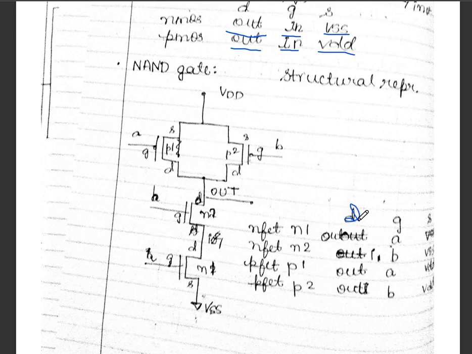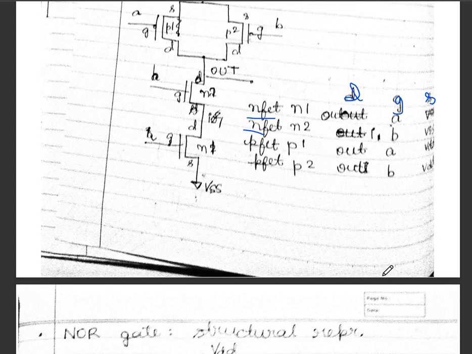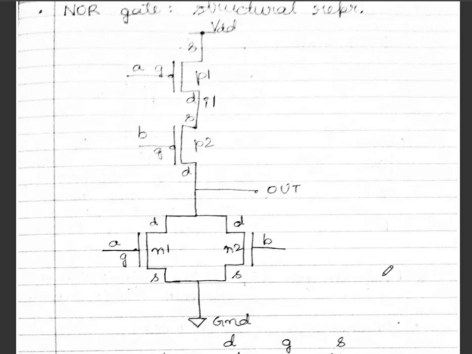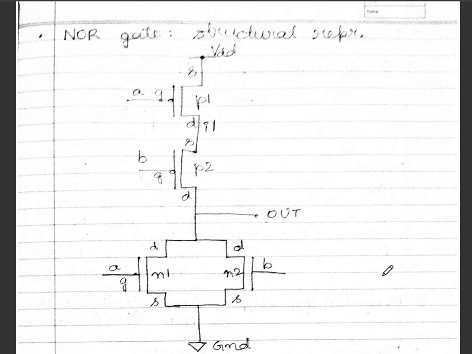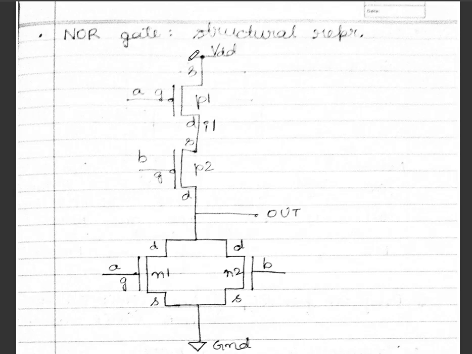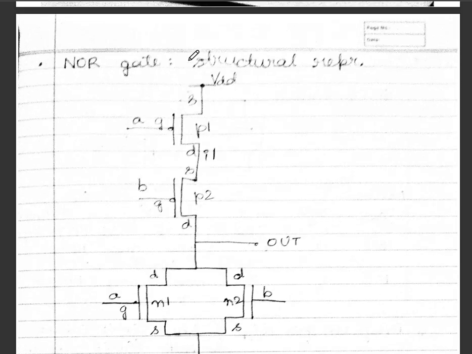The convention will follow drain, gate and source. Whatever values are present at each MOSFET, that is the N MOSFET and P MOSFET, you have to write it. And this is how structural representation is done. So this is another example where it is the structural representation of a NOR gate.